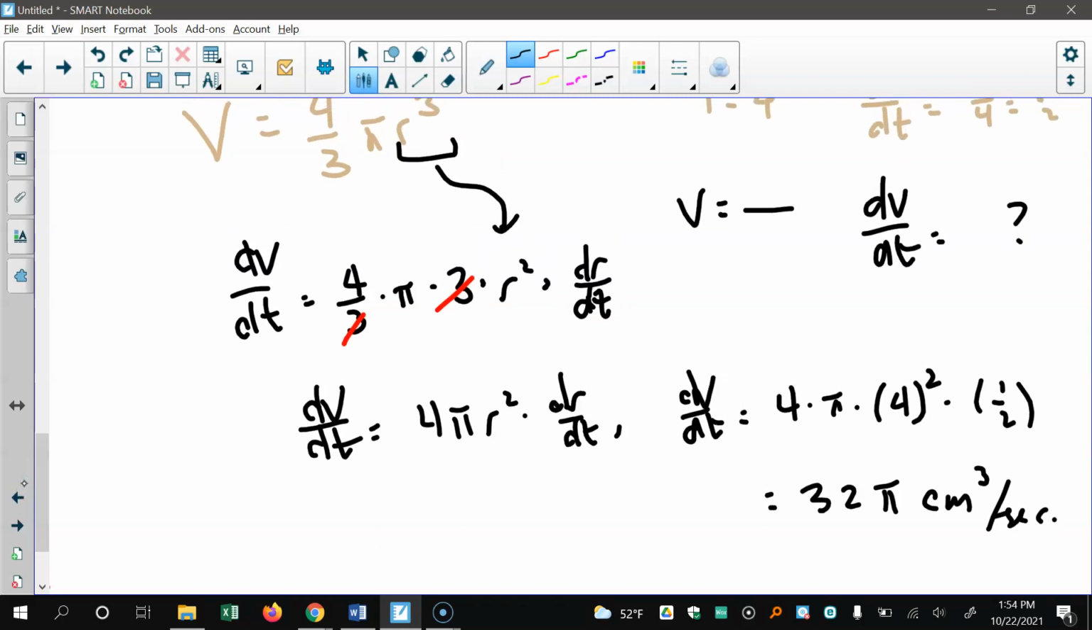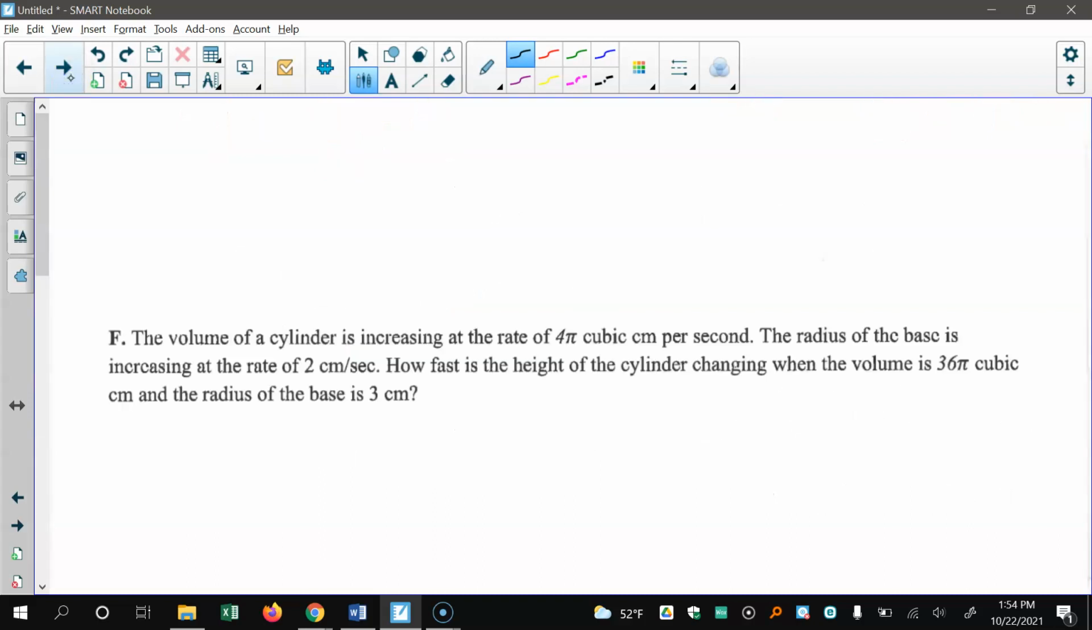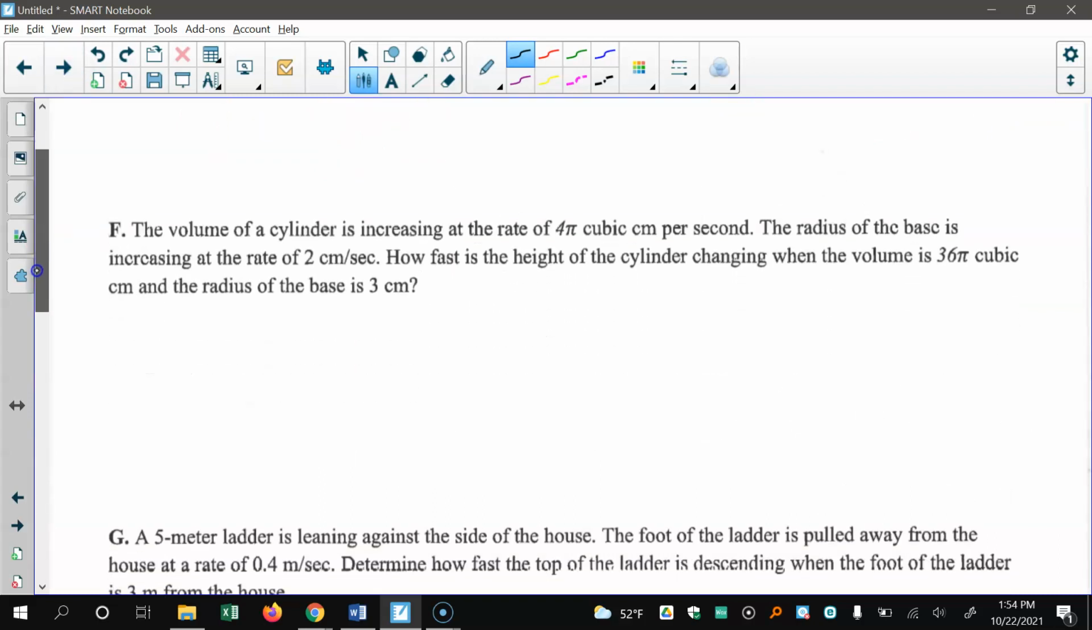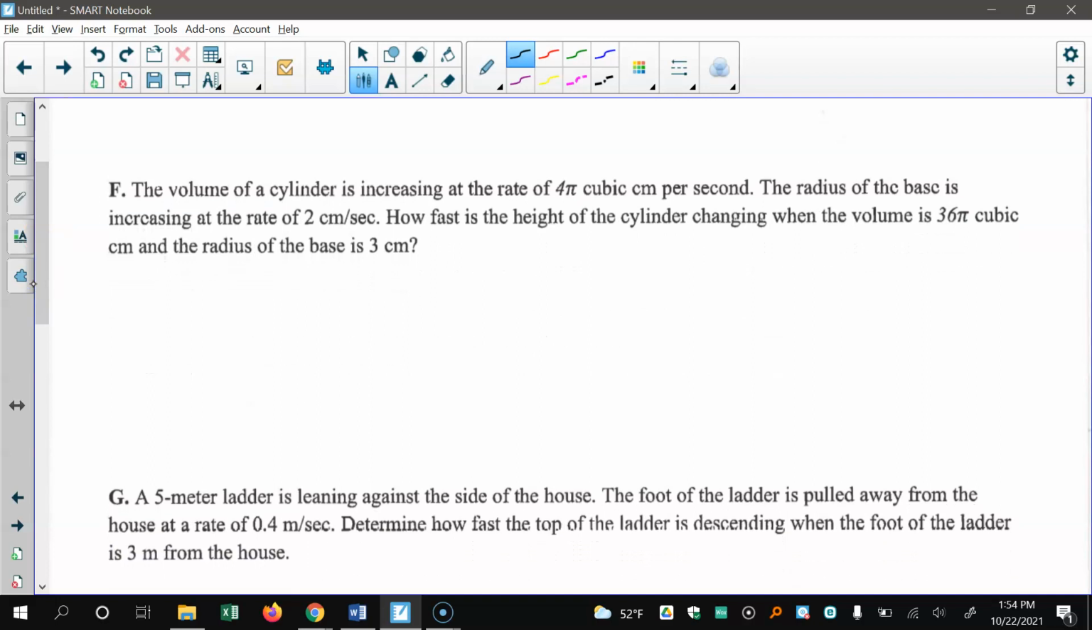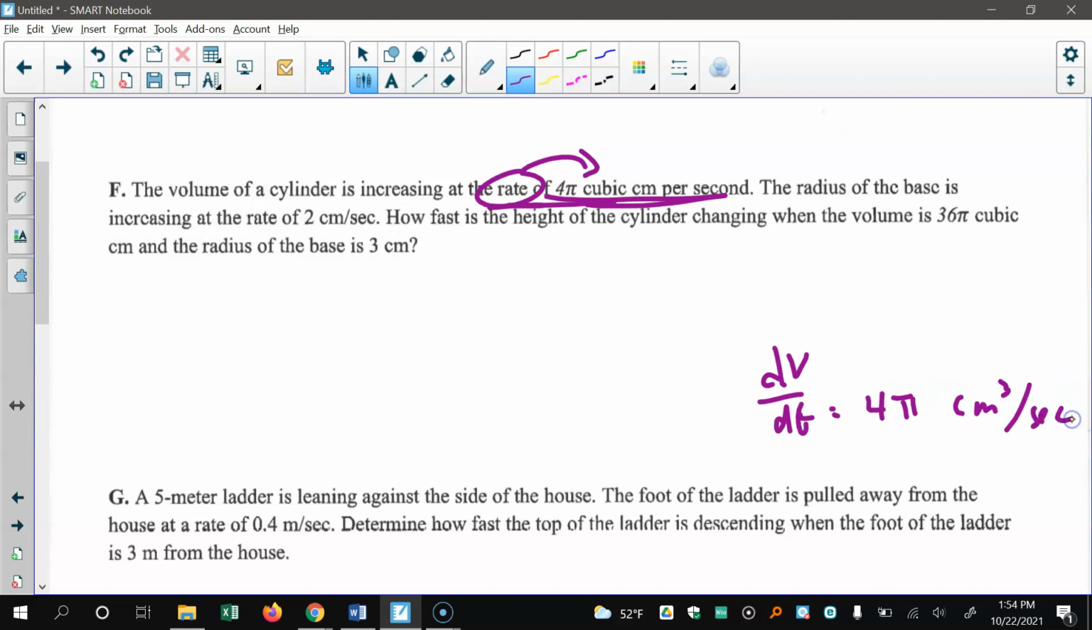Pretty good. Let's go and do the last one. Our last one is F. The volume of a cylinder is increasing at the rate of 4 pi cubic centimeters per second. That's a rate. It says right there, it's a rate. Which means that we have a dV/dt. dV/dt is 4 pi cubic centimeters per second. Which means we may need to know what V is, not sure yet.